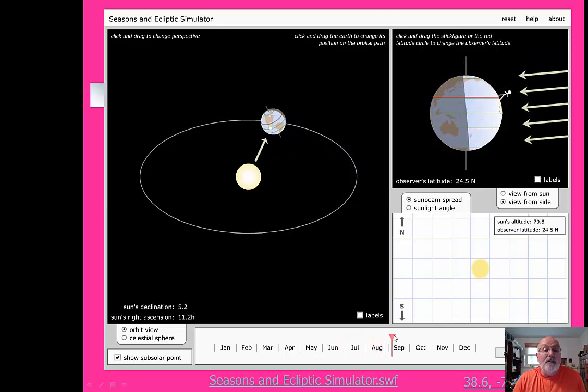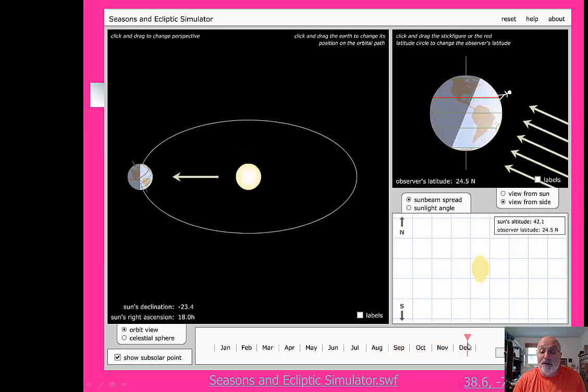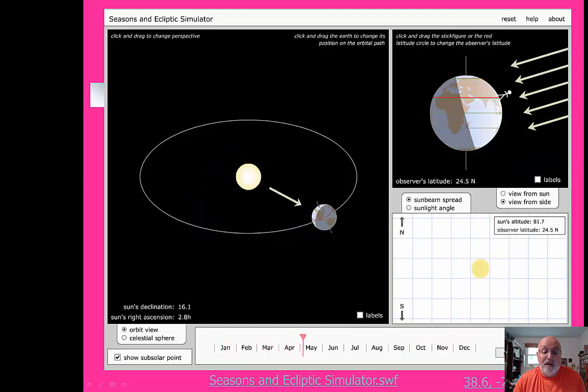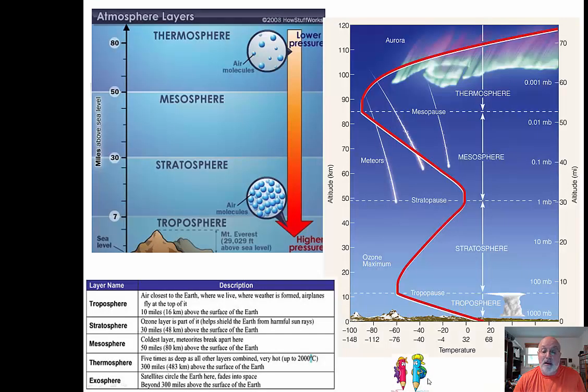So if I just go through, there's September, the fall equinox, winter solstice, and then we move to the spring equinox, and we're moving toward this date, which is when we're out of school. This is the longest day, actually my wedding anniversary also. But if you look at the seasons and eclipse simulator, SWF, you can see this, but again, it's not in an Apple program.